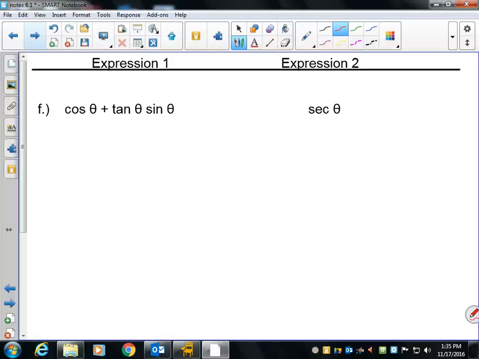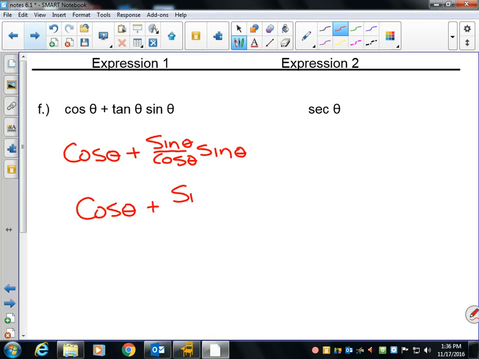So, I can write this as cos theta plus, what's tan? Sine over cos. And this is times sine theta. So this gives me cos theta plus sine squared over cos. Does it not? So we could change sine squared into what, like cos squared minus 1 or 1 minus cos squared if we really wanted to. But then I don't know what I would do with that.